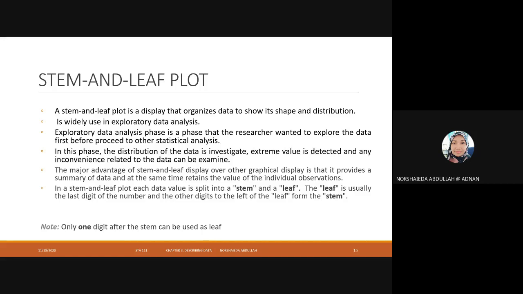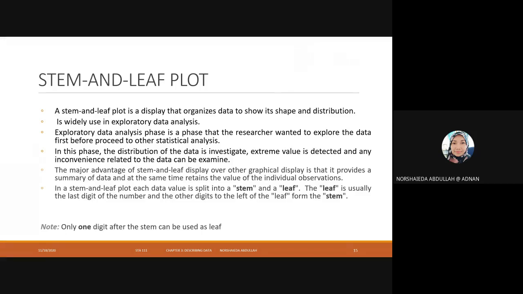So this plot is widely used in exploratory data analysis. The advantage of the stem and leaf display is that it provides us with a summary of the data, and at the same time the value of the data remains. We still know the value of the data, and we also know the summary of the data.